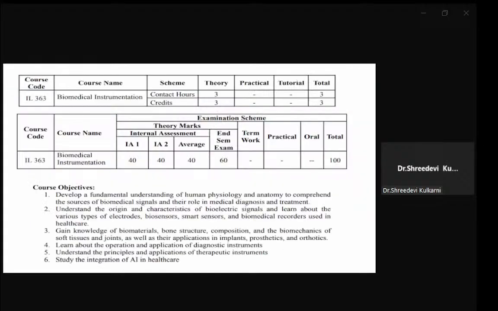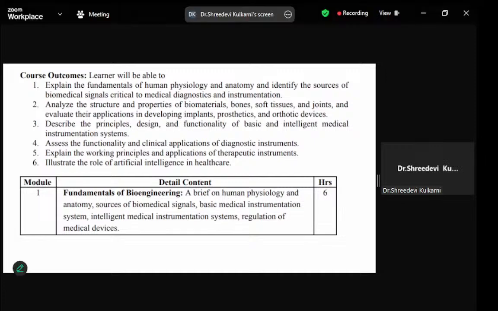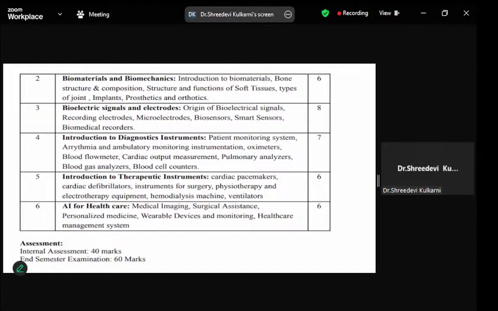Now for the syllabus, what we are going to have for biomedical instrumentation is as follows. This particular course is going to have the first one, that is fundamentals to bioengineering. The next one will be biomaterials and biomechanics. The third one is going to be bioelectric signals. The next one is introduction to diagnostic instruments. The next one will be the therapeutic instruments, AI for healthcare. So the overview of this entire syllabus is going to be like this.